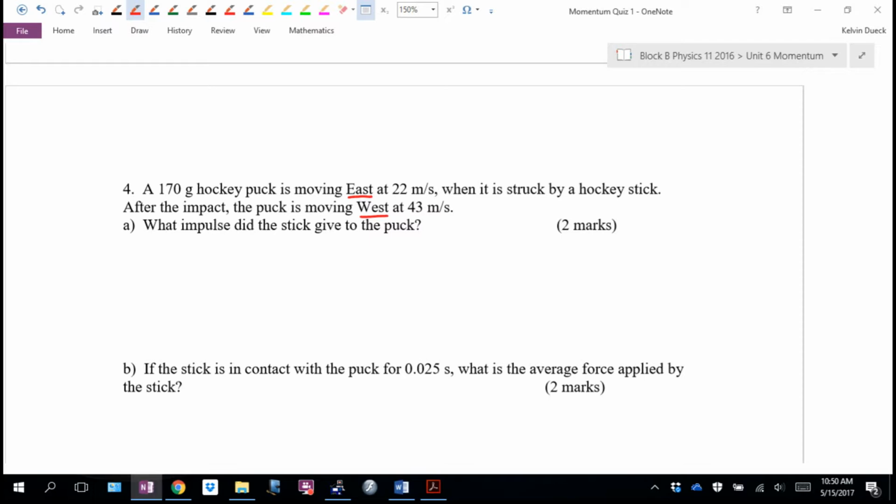I'm going to give you a little trick. Typically what I do is I let the final direction be positive. I'll show you why. So I'm going to let west be positive. I'm going to let east be negative, and you're going to see why in just a second.